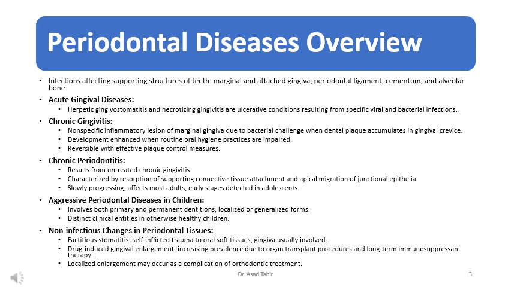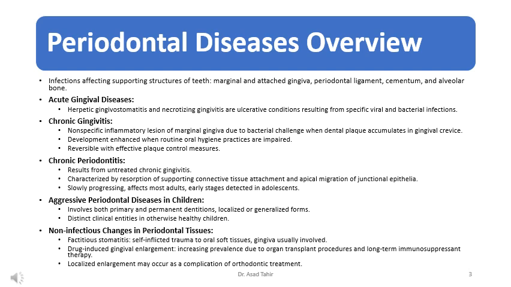Acute gingival diseases. Herpetic gingivostomatitis and necrotizing gingivitis are ulcerative conditions resulting from specific viral and bacterial infections. Chronic gingivitis. Nonspecific inflammatory lesion of marginal gingiva due to bacterial challenge when dental plaque accumulates in gingival crevice. Development enhanced when routine oral hygiene practices are impaired, reversible with effective plaque control measures.